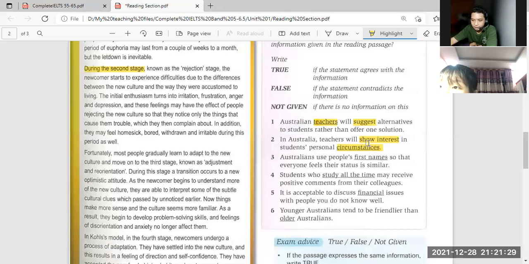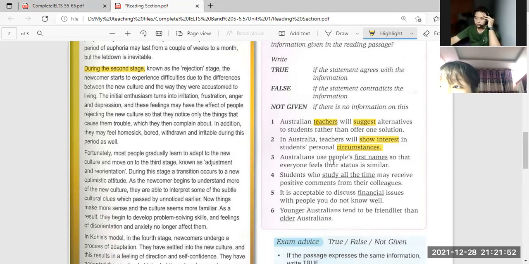Okay, given. Is there information about show interest? No. No, so it means not given. Yes, because you cannot find the information about show interest in the paragraph. Very good, Toy. Next, can you read number 3?